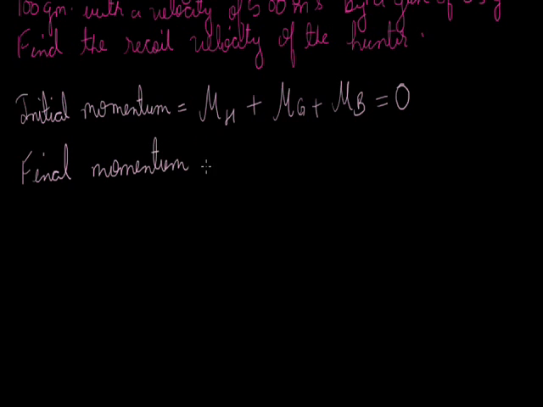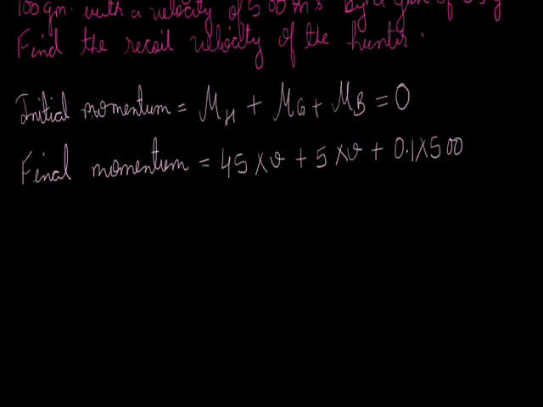In case of final momentum also, we will be taking all these three momenta, starting with momentum of hunter. We know its mass is 45 and let its velocity be v, plus momentum of gun. We know mass of gun is 5 kg and its velocity will be the same as that of the hunter, so let it be v, plus momentum of bullet. We know that the mass of bullet is 0.1 kg and its velocity is 500.